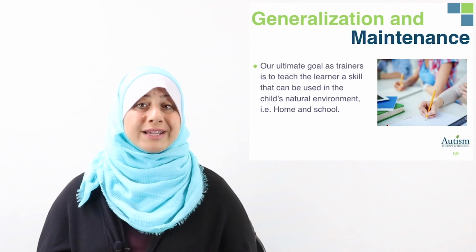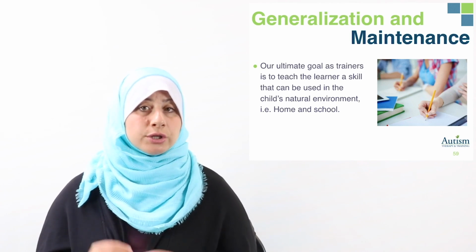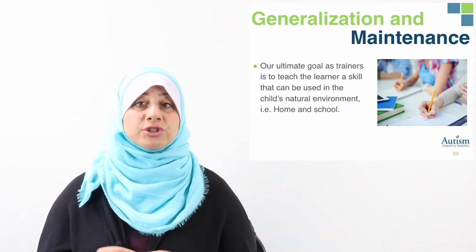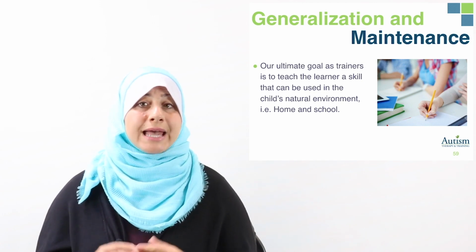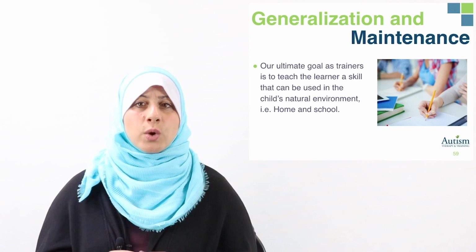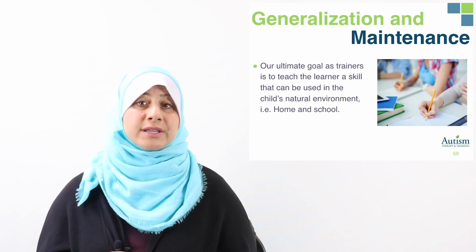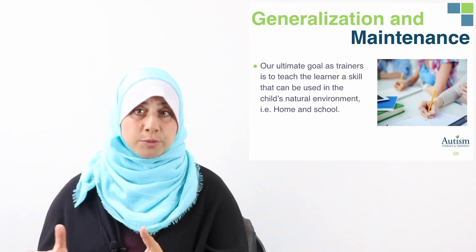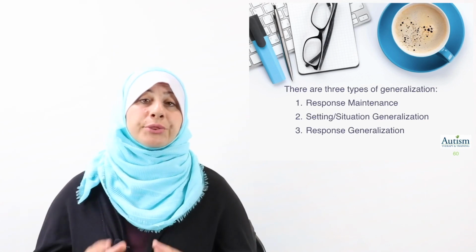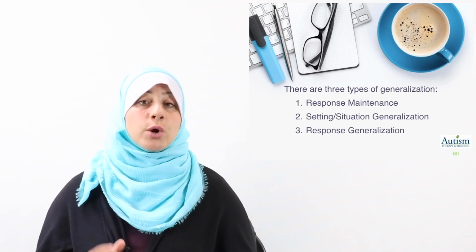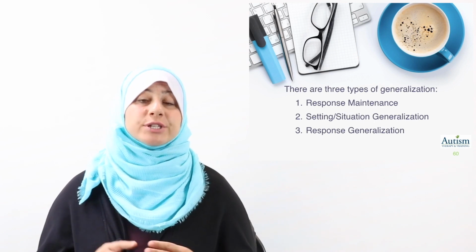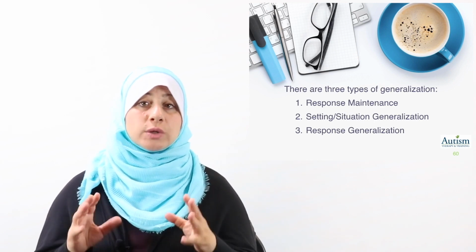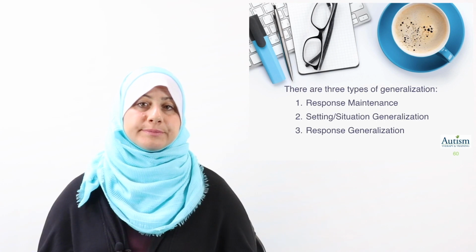Our ultimate goal as trainers is to teach the learner a skill that can be used in the child's natural environment, home and school, and last forever. We don't want to teach the learner skills that they learn today and forget tomorrow. There are 3 types of generalization: response maintenance, setting situation generalization, and response generalization. So let's break this down.